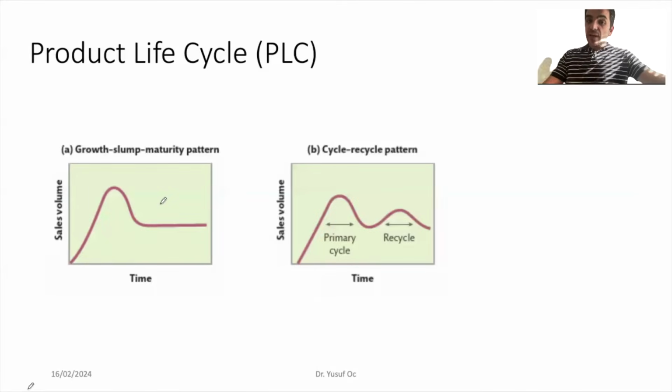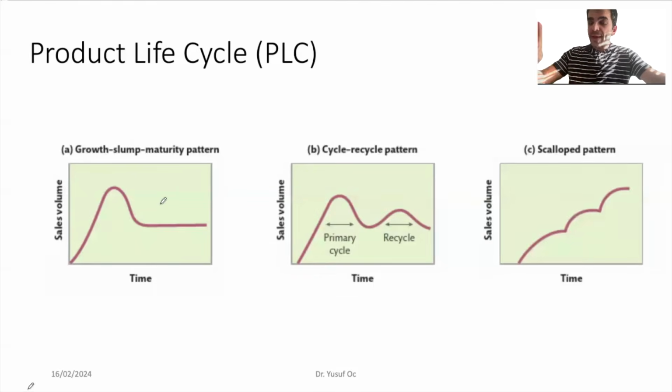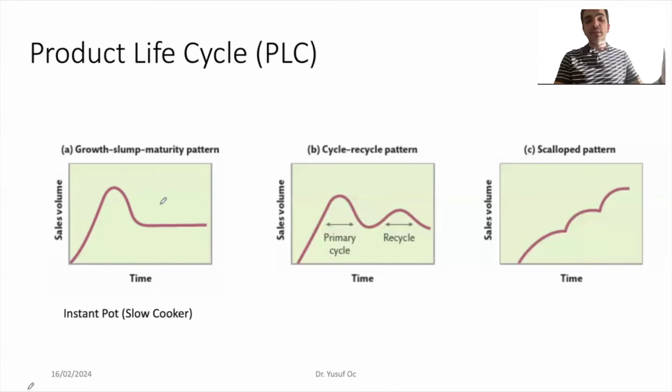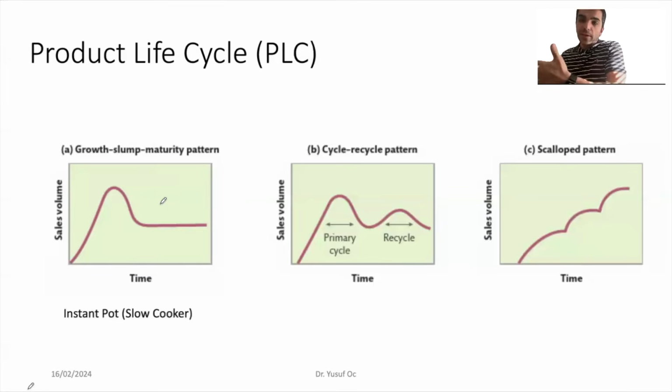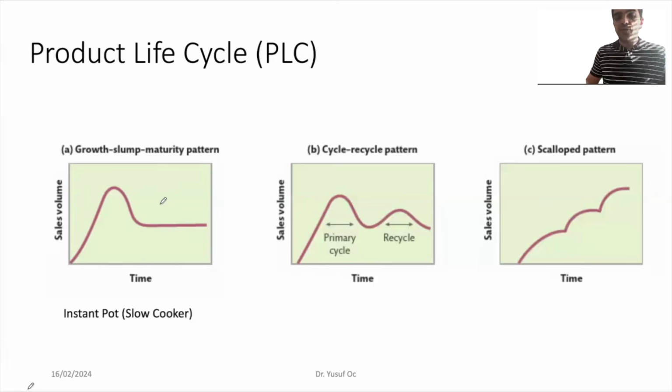Sometimes we see the recycle pattern. They introduce something new, a new feature for the product, and then try to keep this pattern, and again try to have steady sales over years. And sometimes we have even increased sales over the years as well. So let me give one example. Think of Instant Pot or slow cooker. When they first introduced the product, there was really big growth. Everyone was talking about it. But right now, the sales are probably not growing that much. They have a steady sales figure.